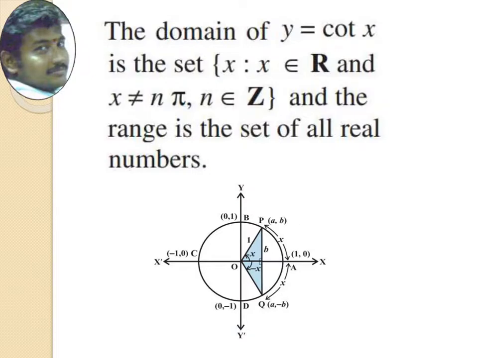The domain of y equal to cot x is the set of x such that x belongs to R and x not equal to n pi, n belongs to Z. And the range is the set of all real numbers. Here the range is the set of all real numbers because of cot x. Isn't it?